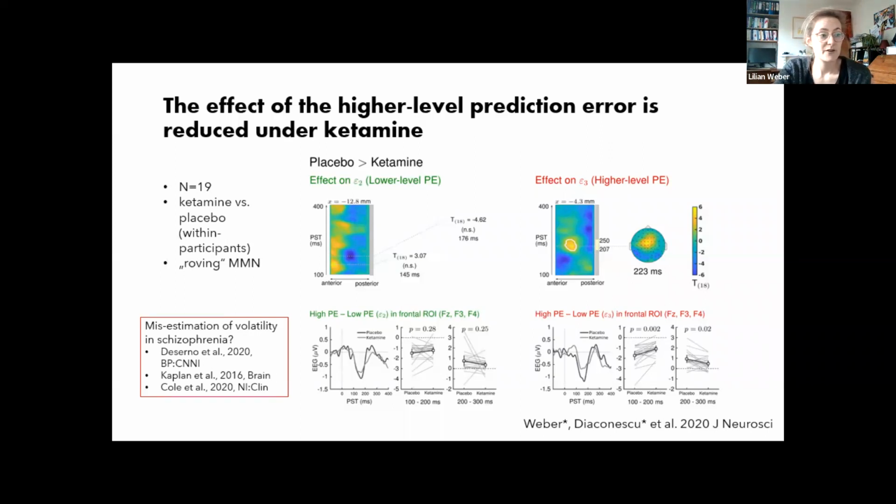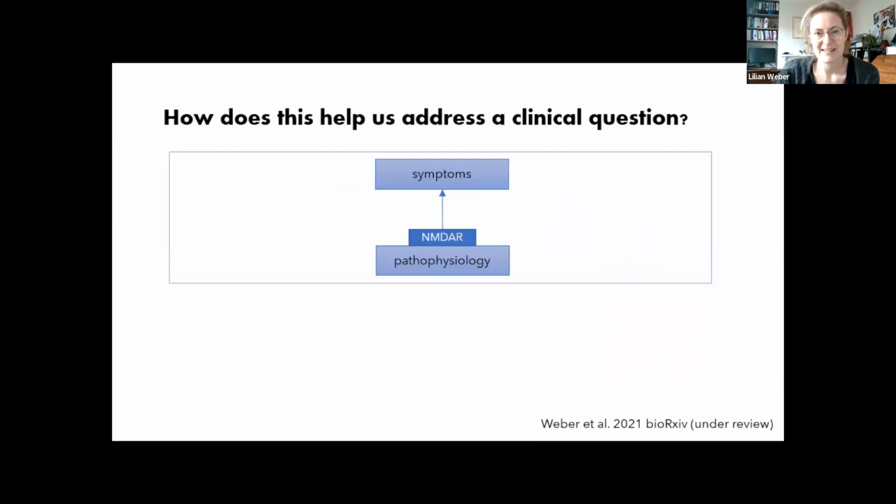So for the second study, I will go through the results somewhat more quickly because you know the logic now, but I will motivate the study a bit more carefully because we then asked whether the MMN can actually help us address a clinical question. So say we've now maybe found a mapping from NMDA receptors via computation to the symptoms, but what is the clinical question that we're trying to address?